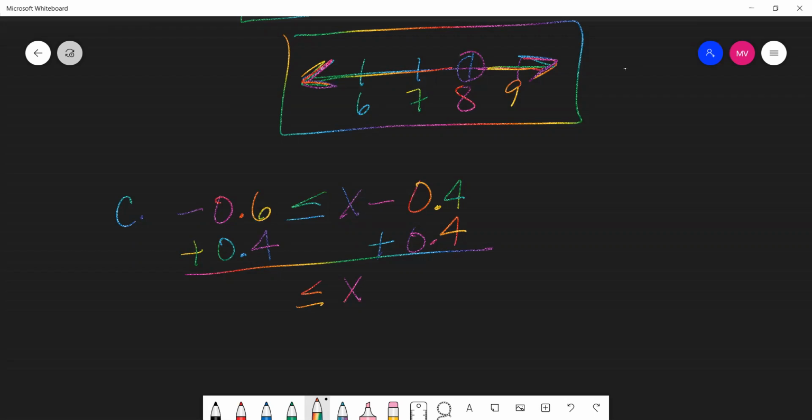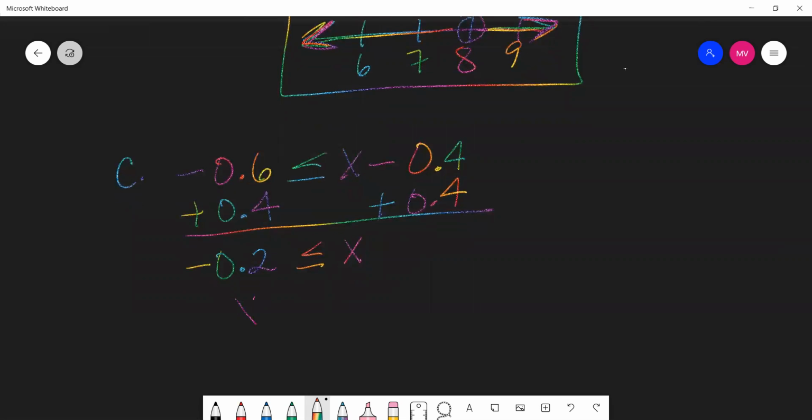So what's negative 0.6 plus 0.4? Negative 0.2. Okay, so let's graph this. What we've determined is that x must be, and I would rearrange this and just flip it, put your variable on the left side. It's what we call math etiquette. You always put variable equals value.